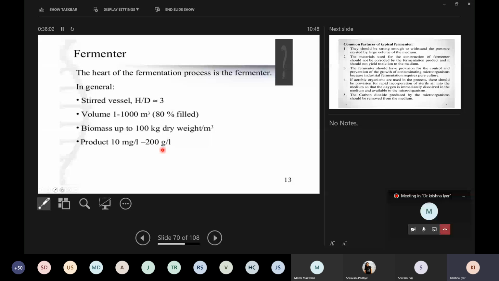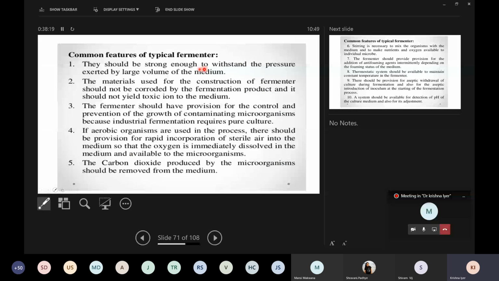Okay, so what are the things that we need from the main body, or what you call a fermenter? The first thing is it should be strong enough to withstand the pressure exerted by the large volume of liquid. Okay, and you can imagine when I have a container which has got 500,000 liters or 1,000,000 liters of liquid in it, the amount of pressure it exerts on the walls is tremendous.